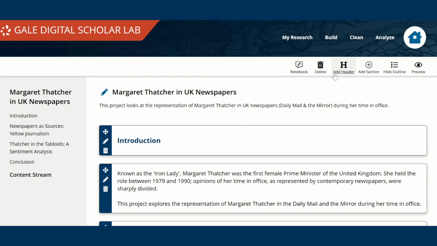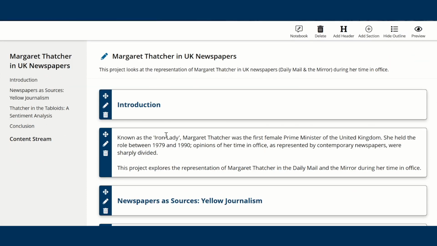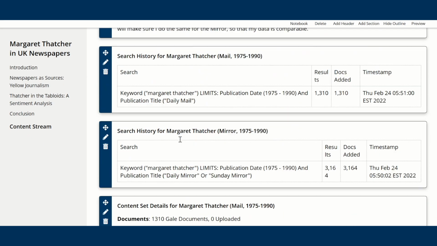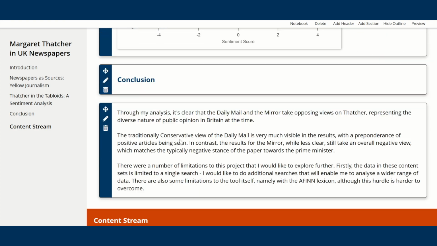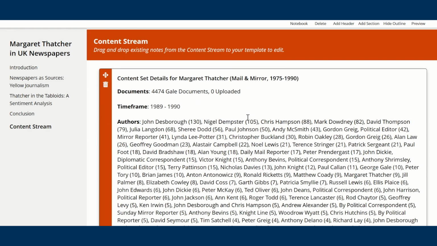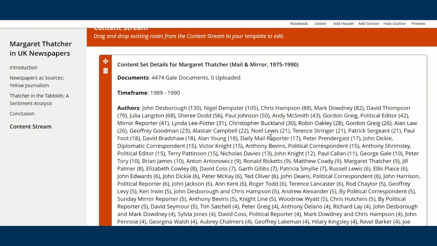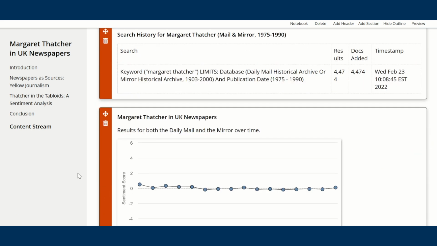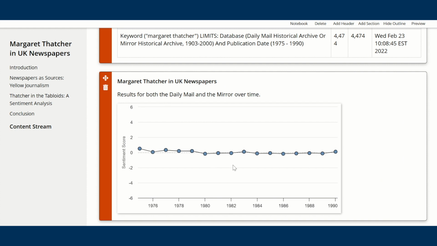Once you're in a project, you can add new material by adding a header up here, which will then appear in the outline at the side, or adding a section like this one, where you can add additional information. You can also pull in information from elsewhere in the lab. So if I scroll down to the bottom, that's going to appear in my content stream, which acts as a repository of information I haven't decided where I want it to go yet. So you can pull in the metadata from a content set, from the content set details page, as well as any search strings, so that's this one. And then you can also pull in notes that you made during your research straight from the notebook.